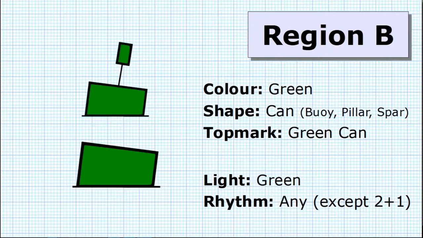Swapping over to region B, we can see that the only thing that has changed is the colour. The colour of the main buoy has swapped to green, the colour of the top mark again has swapped to green, and the colour of the light has swapped to green. Everything else remains exactly the same.